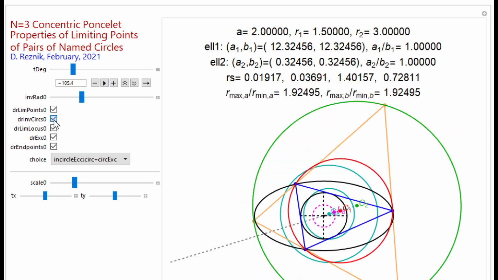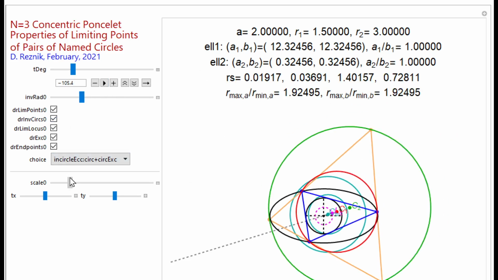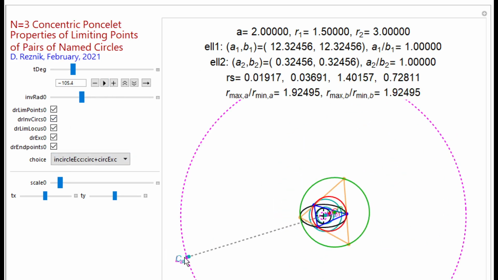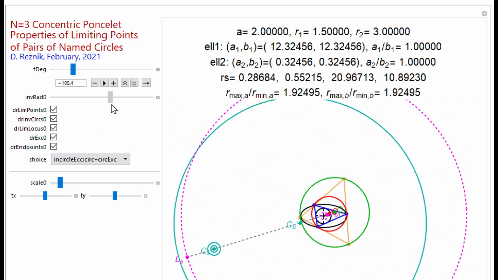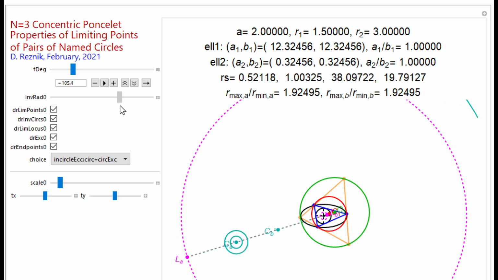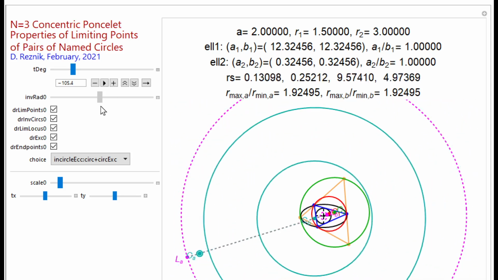Of course, I can show the two pairs of inverted circles. Let's see if I can make them out. I recall one of them being pretty small. Yeah, the other one is really small, and it's over here. But if we change this inversion radius, we can see it better. So yes, you can see that there's that pair there, and there's this other pair over here.